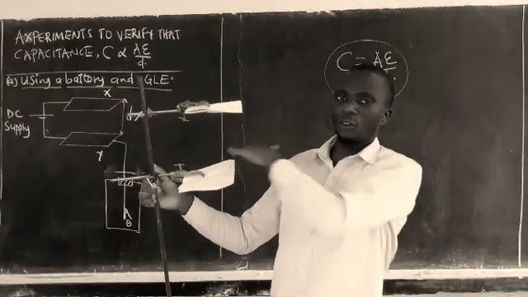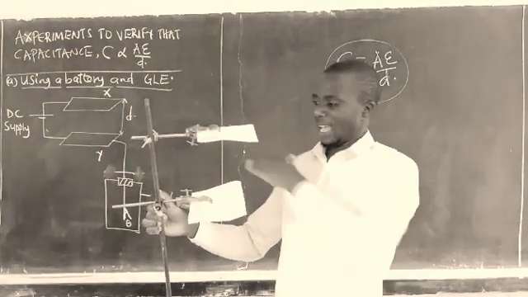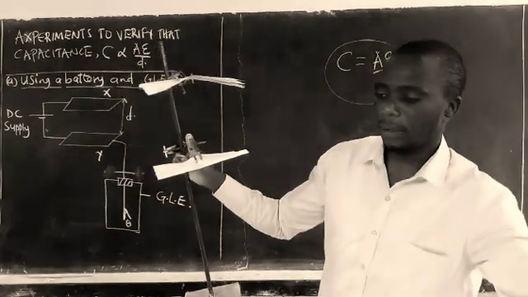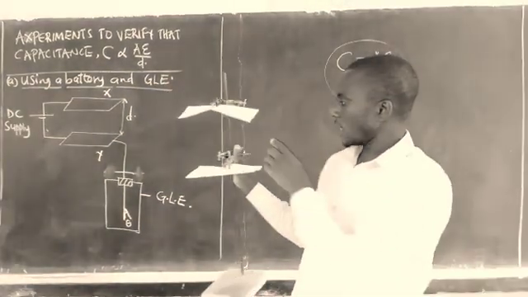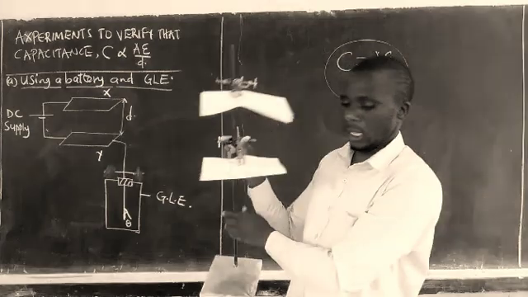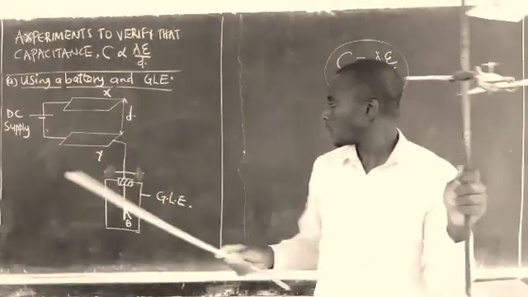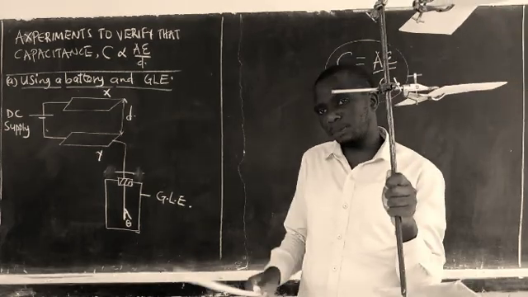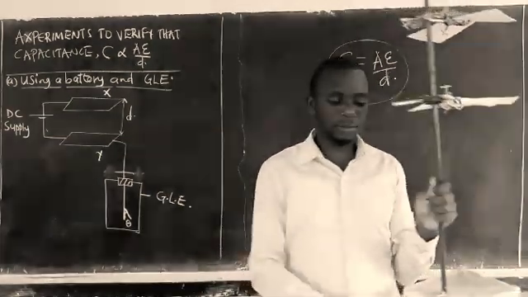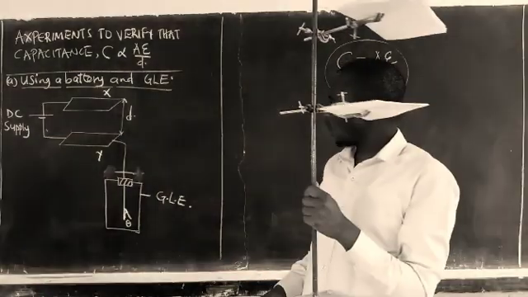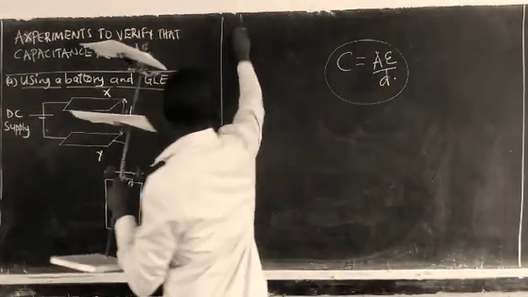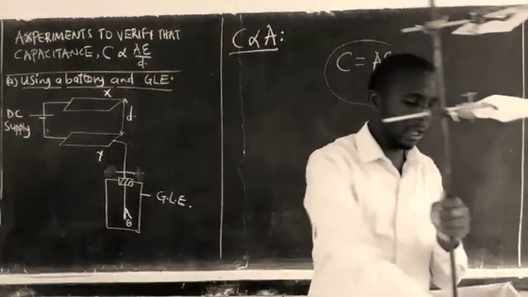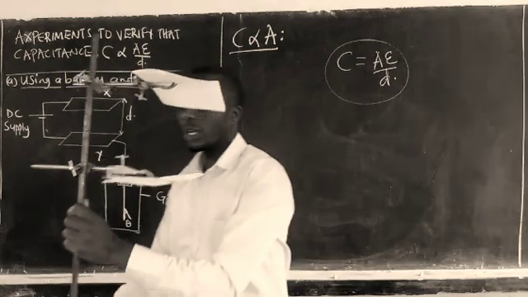And then the area of overlap is A. There is air between them, nothing else. So what do we observe on the GLE? On the cordless electroscope, we shall only be observing the deflection. So we shall keep 2 quantities constant and vary 1. The first one, we want to show that capacitance is proportional to the area of overlap between the plates. So what do we do?